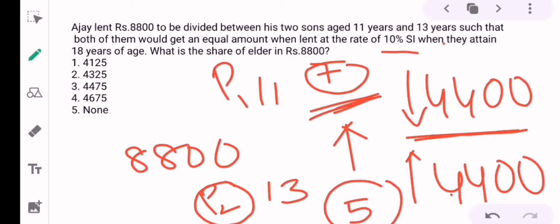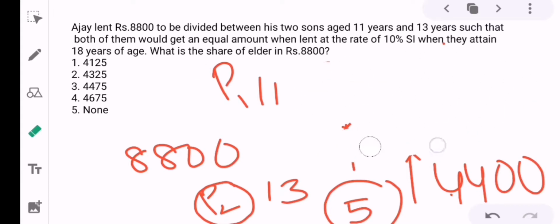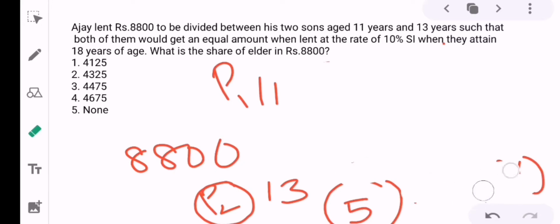If both of them have to get the same amount, the younger one has to have a smaller principal, and the older one must have a higher principal as compared to the younger one. So now that the logic is clear, now let's find out what the answer is. Now it is very sure that the younger one will have less principal as compared to the older one.